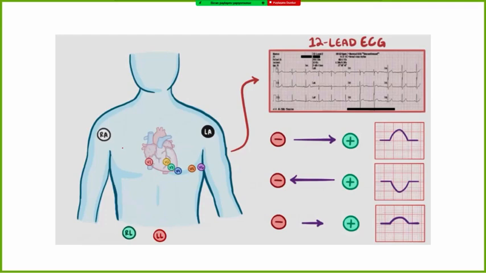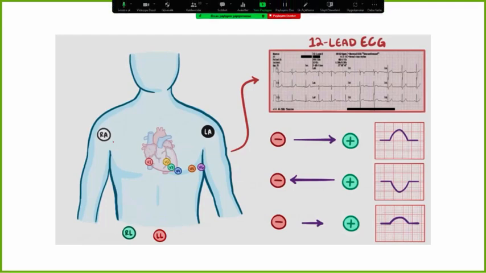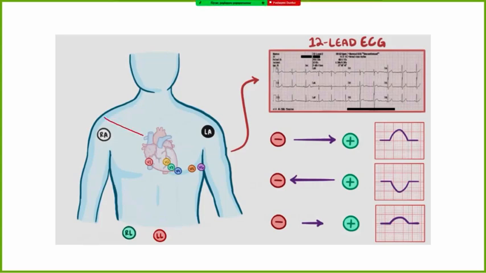And in these derivations, we place the positive electrode in different parts of the body, so we can record the heart from every angle possible. And don't forget, the heart and our body are three-dimensional. So we need to place more cameras in order to see the electrical activity of the heart.